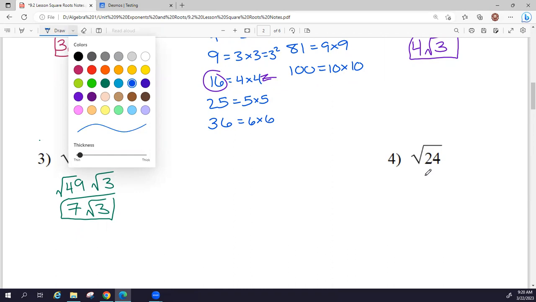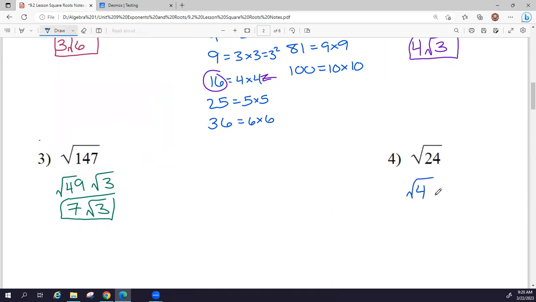One last example, 24, I can divide by this perfect square 4. 4 times 6 is 24, so square root of 4 times the square root of 6 is the square root of 24. We can simplify root 4. It's a perfect square, so we can take the square root of it and get 2, and the square root of 6 stays the same.